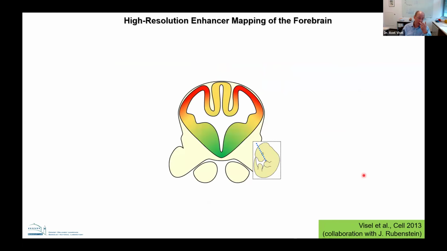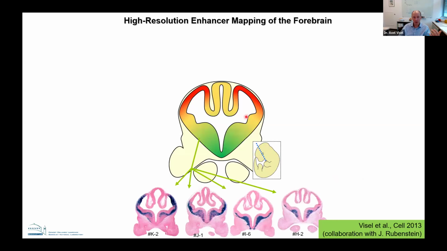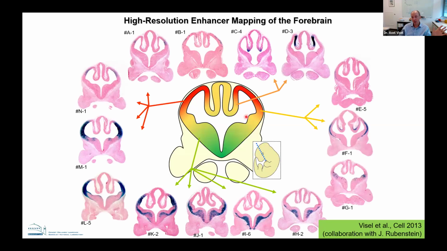Here's another example where we applied the same approach to forebrain tissues from the mouse embryo. So these are E11.5 mouse brains. We collected ChIP-seq data, and then we looked at the forebrain, which is already quite differentiated at this point of development. Here are just 14 of about 140 enhancers that we tested using this approach, and this is just one slice each. We did full sections for these, but you can probably appreciate from this that these enhancers drive expression with very high spatial precision.